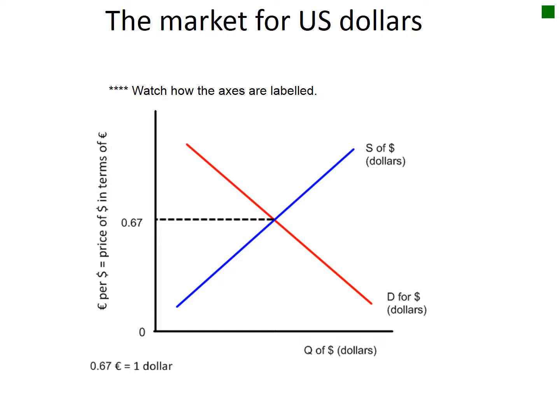So the market for US dollars. Watch how the axes are labeled, pardon me. So we'd have quantity of dollars, that's quite simple. But then, again, it has to be in comparison to another currency. We say euros per dollar, or we say the price of dollars in terms of euro. And I'm going to explain why in a couple of slides from now. But watch the terminology because you could lose marks if you're not precise.